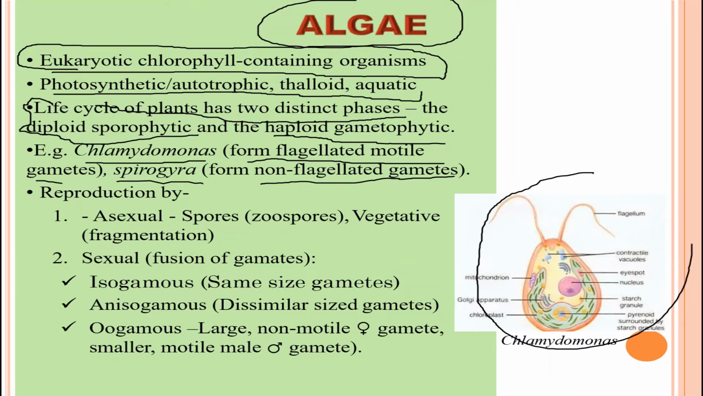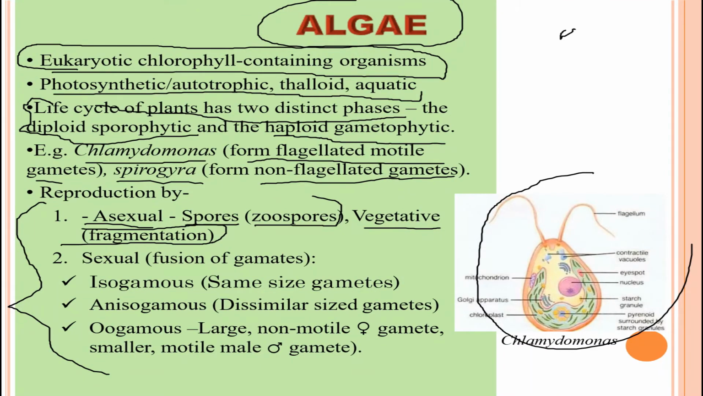This is one more example, and let's talk about some of the reproduction methods which you might need to remember. Some of the asexual modes of reproduction would be formation of spores, which are mainly zoospores, and another asexual method would be vegetative fragmentation. So in asexual reproduction we have two types: spores and vegetative fragmentation.